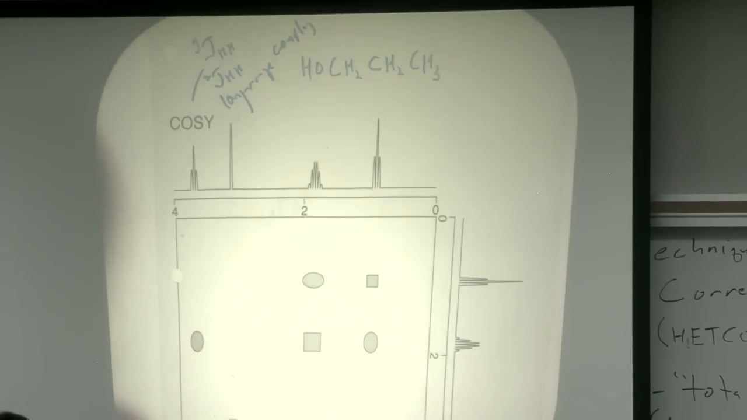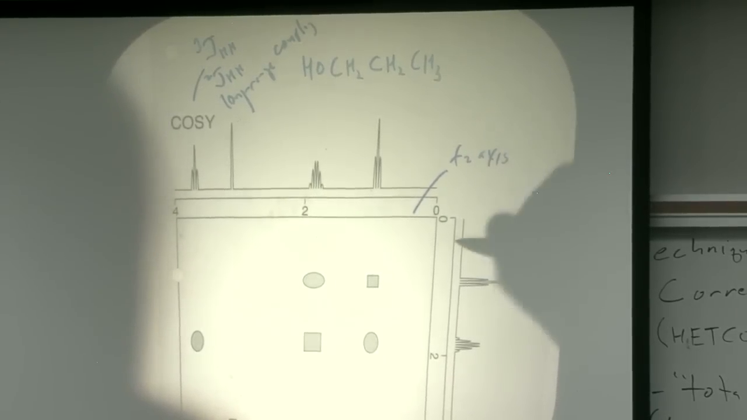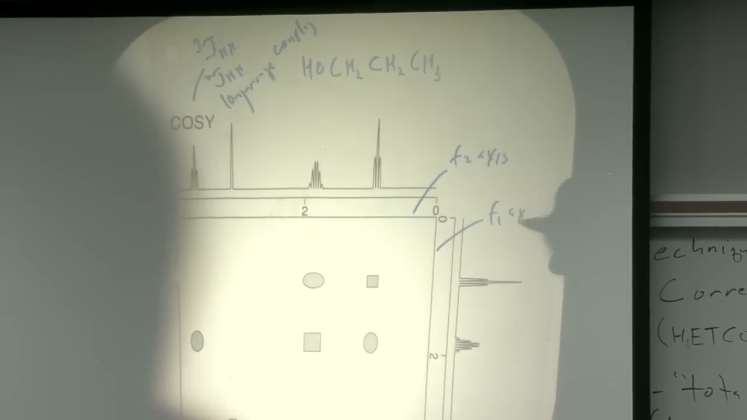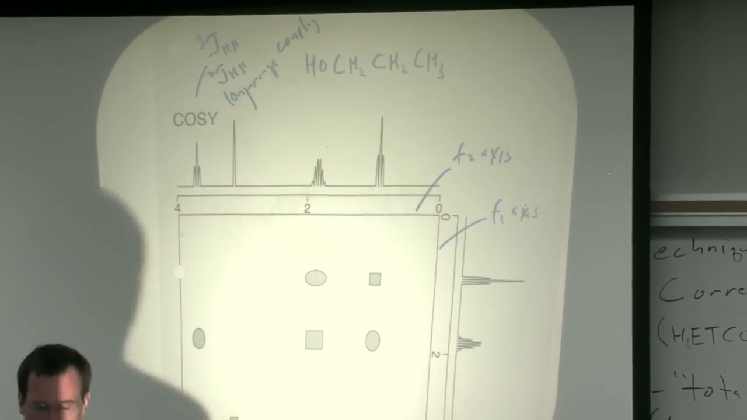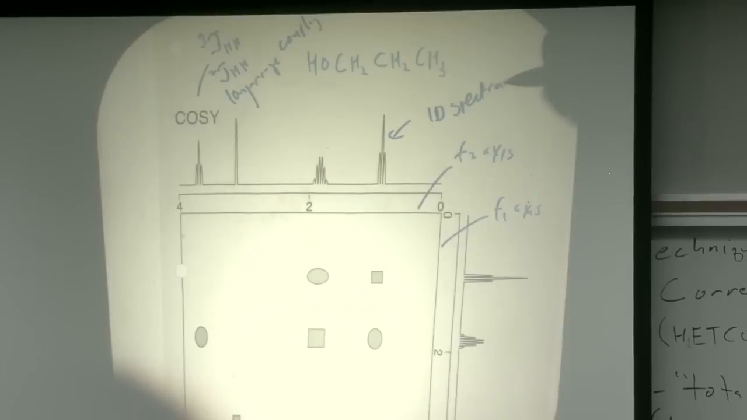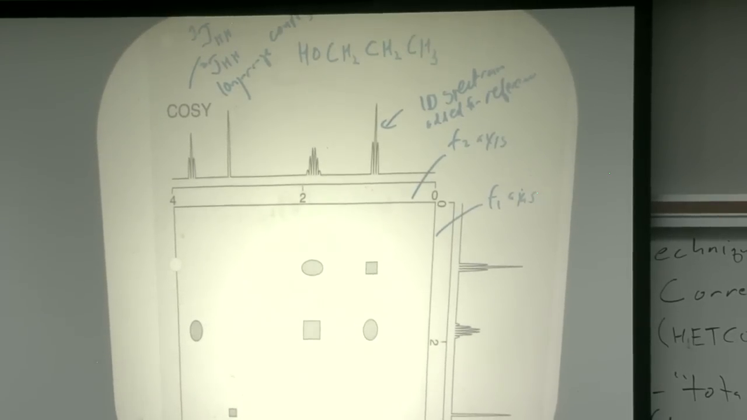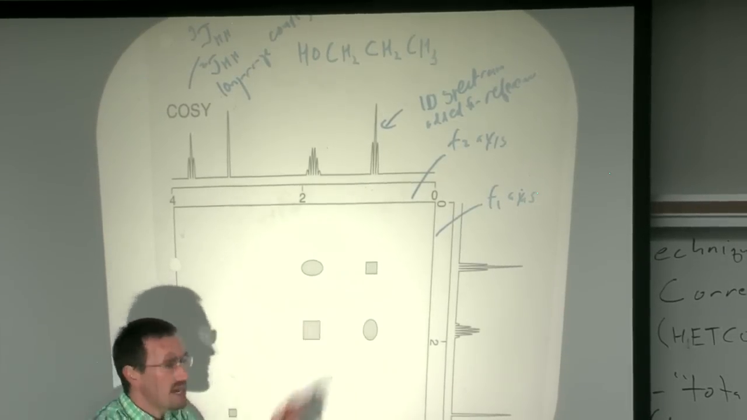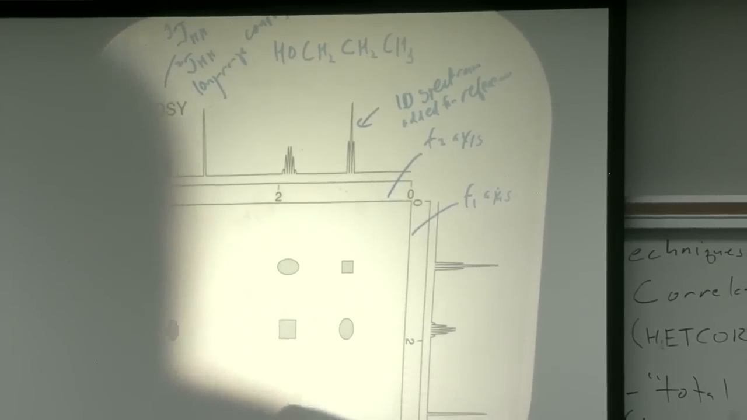Now, remember, I talked about our axes. So this is our F2 axis. This is our F1 axis. And these technically are not part of the spectrum. These are actually one-dimensional spectra added for reference. So you typically, and you'll be doing this, will take a 1D spectrum and you will use it as a projection on the axis so that you see how things line up. Now, in terms of the anatomy of a COSY spectrum, this is what we call the diagonal.